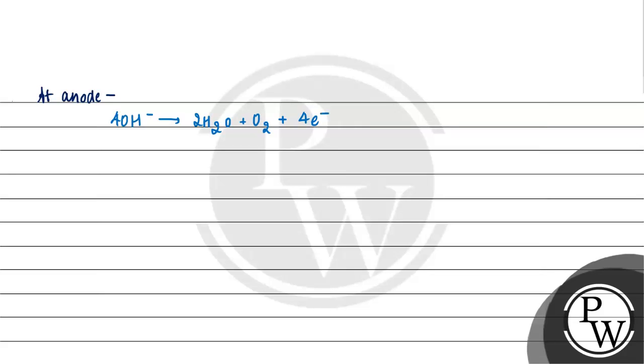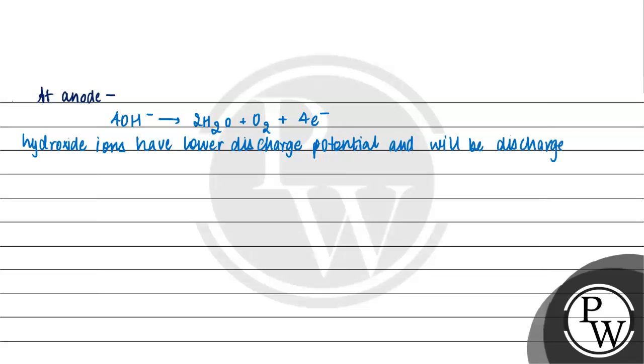तो हमारा hydroxide ions have lower discharge potential and will get discharged in preference to sulfate ions.